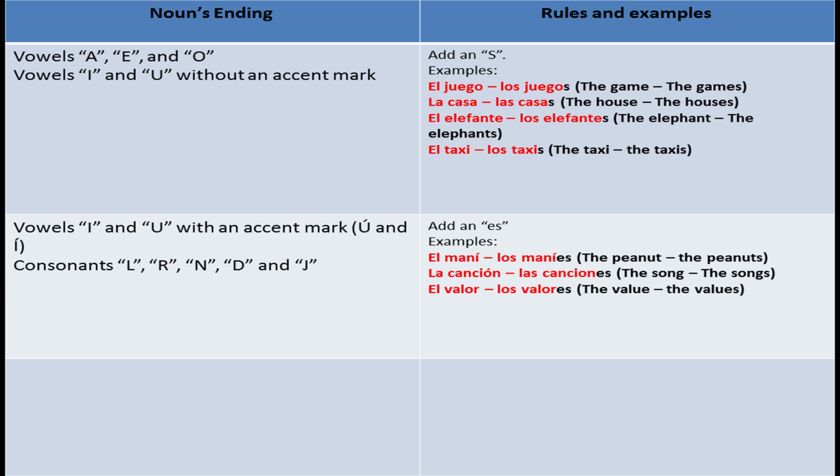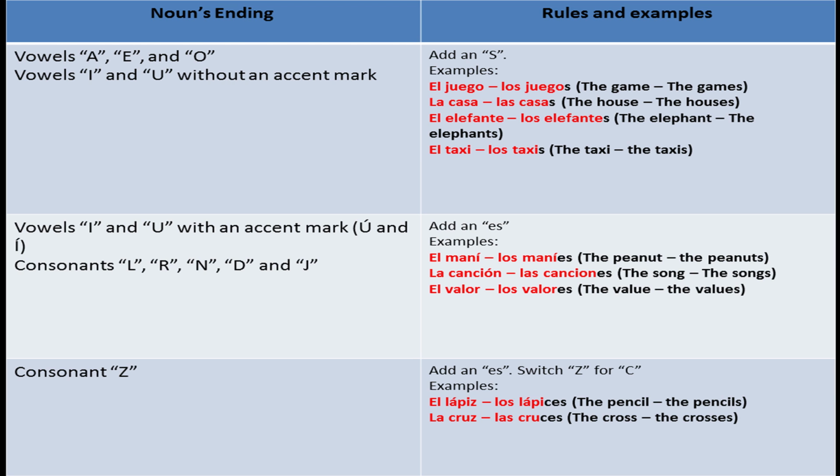For nouns which end in vowels I and U with an accent mark and in consonants L, R, N, D, and J, we just have to add an ES, which is pronounced es. Ejemplos: el maní, los maníes, la canción, las canciones, el valor, los valores. The same thing applies for nouns which end on consonant Z. The difference here is that we must switch the letter Z for the letter C. This is just an orthography rule, but it's always good to know. Ejemplos: el lápiz, los lápices, la cruz, las cruces.